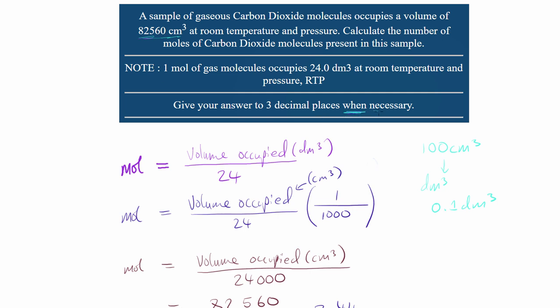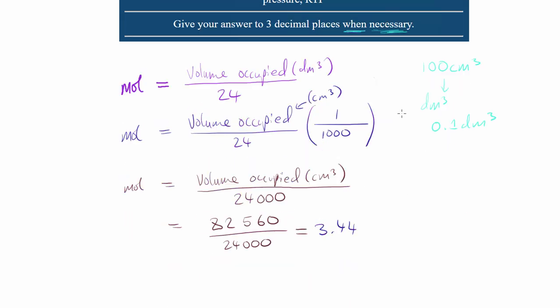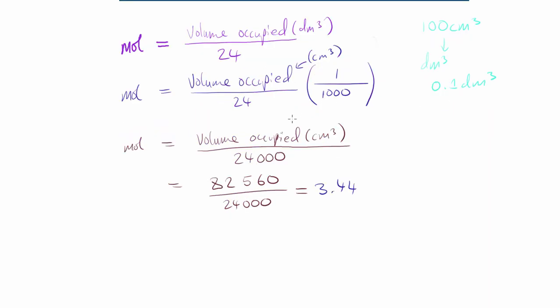When necessary. Now in this case, is it really necessary to give our answer to 3 decimal places? Well, we're not actually rounding it from anything else, right? So literally, the answer that came out was 3.44. So actually this would be fine. And in terms of our units, of course, we've been asked to calculate the number of moles, right? So that would just be in moles. So 3.44 moles. And so that would effectively be, in this case, our answer. Okay.